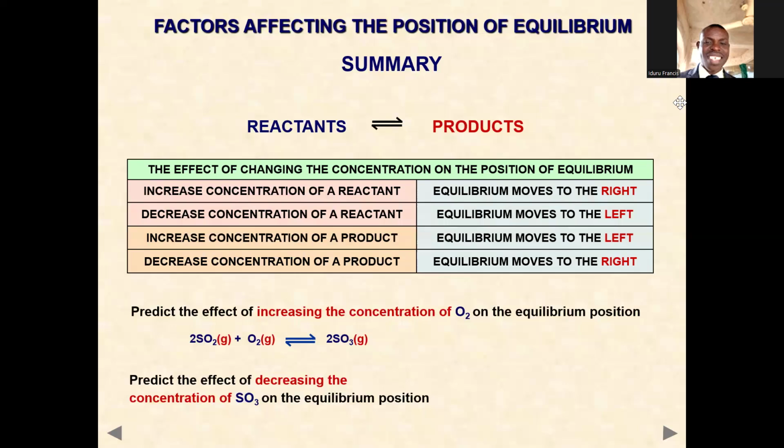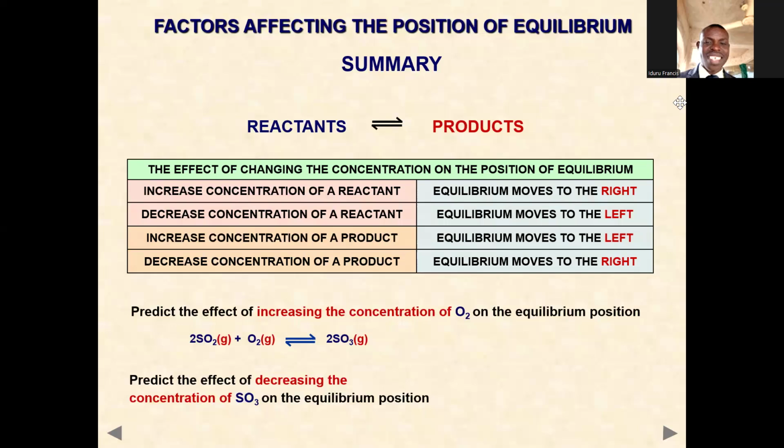So we will now write: position of equilibrium shifts to the right hand side to restore the value of Kc. So the amount in mole of SO3 will increase until Kc is restored. Second one, predict the effect of decreasing the concentration of SO3.